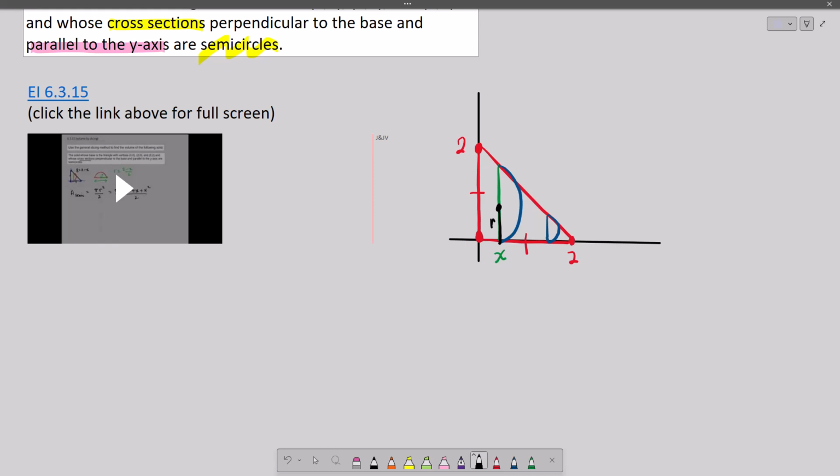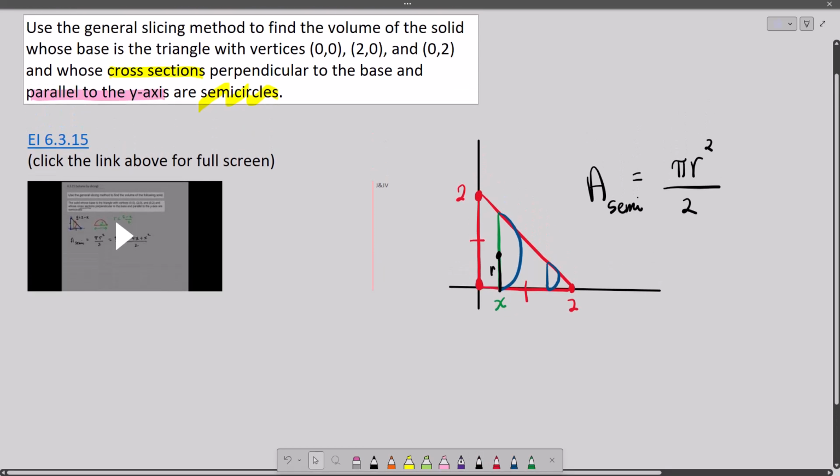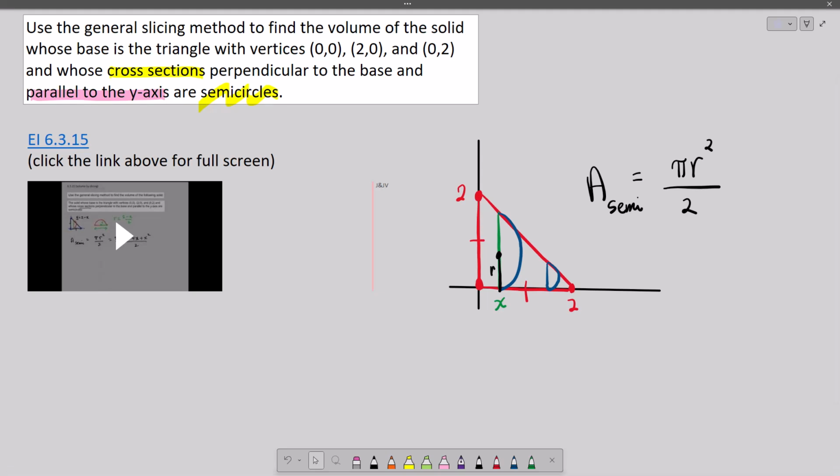So we know that the area of a semicircle is going to be pi r squared, that's the area of the full circle, divided by 2. So that's our generic area for a semicircle. So now we've got to figure out what the radius is as a function of x, because we're going to have a dx. So we're going to want to turn that r into some expression that has x's in it.